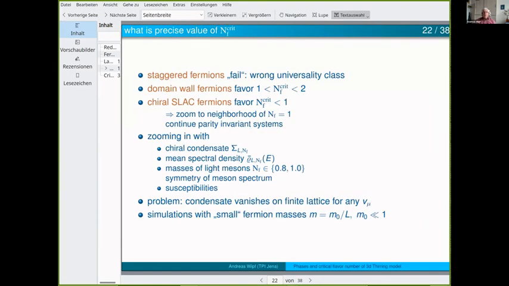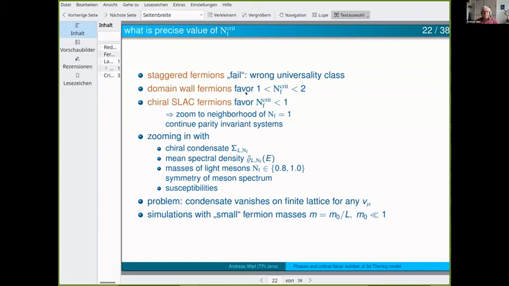Okay, so intermediate conclusion. We see that the staggered fermions clearly fail because they predicted that the critical N is of the order of 6.5, 6.6. So domain-wall fermions favor a critical number between 1 and 2.